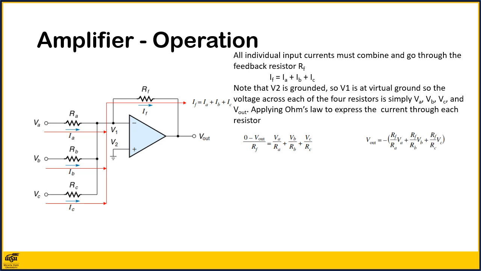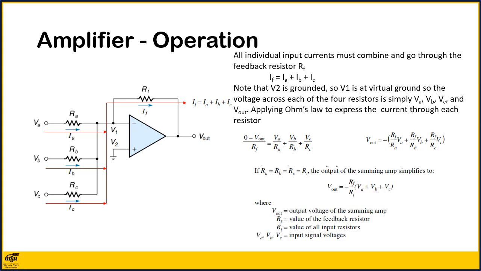Solving for Vout, Vout is equal to the negative of RF over RA times VA plus RF over RB times VB plus RF over RC times VC. In other words, the output voltage equals the sum of the products of the input voltages and their respective gains. Also, the input impedance of each input equals the value of the respective input resistor, RA, RB, etc.